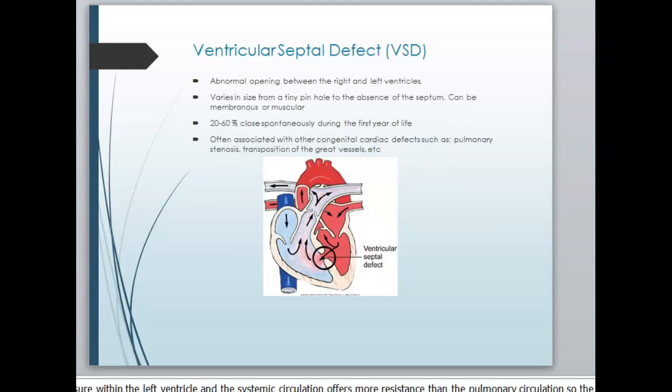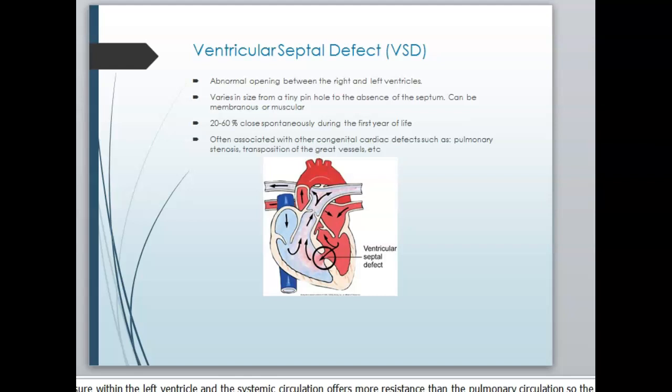So the next defect we're going to talk about is ventricular septal defect. So that is an abnormal opening between the right and left ventricles. So we know the ASD is between the atria, a VSD is between the ventricles. So this varies in size. It can be from a tiny pinhole to the absence of a septum. It can be membranous or muscular. So 20 to 60% close spontaneously during the first year of life, and it's often associated with other congenital cardiac defects such as pulmonary stenosis or transposition of the great vessels.